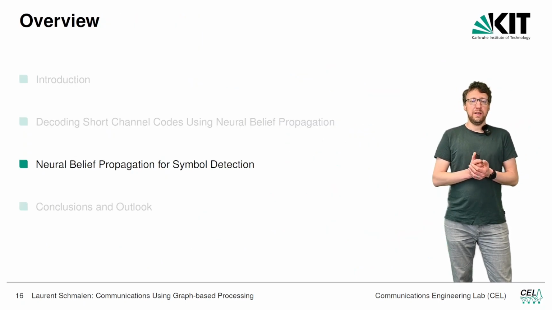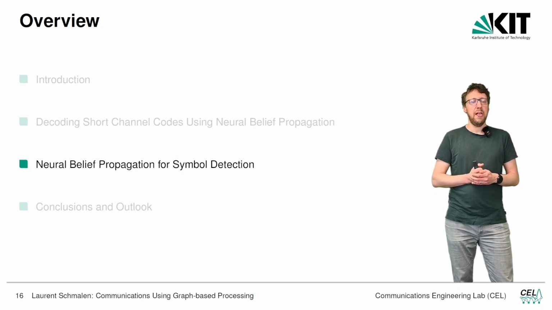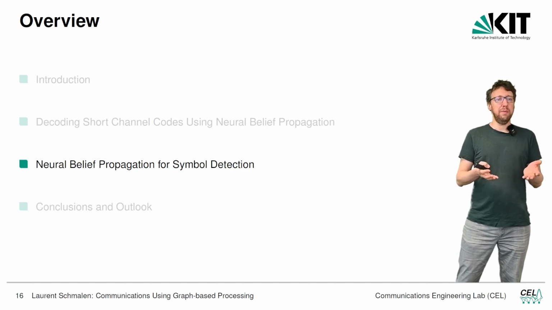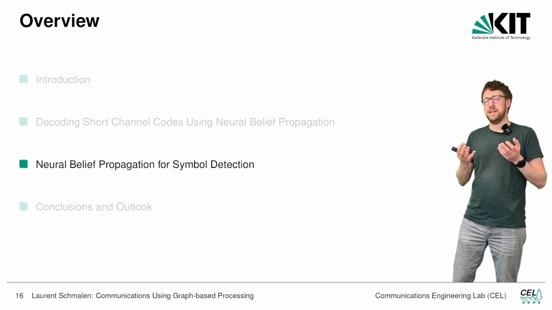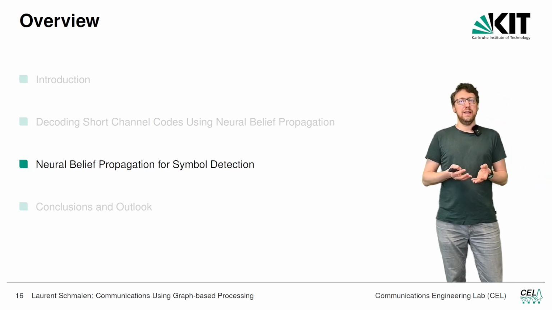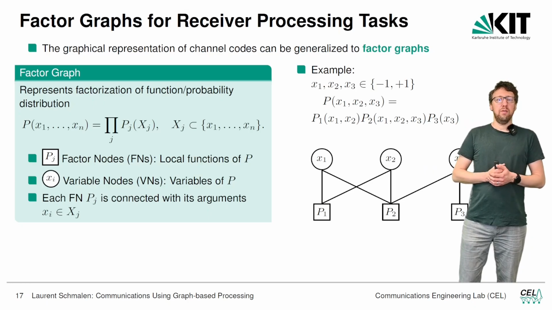All right, so with this, we have wrapped up the first part of this presentation. Now let's take a look at the second part. Now we use this neural belief propagation algorithm for symbol detection, which is a completely different problem than channel decoding. But the same technique can be quite nicely used also in this other context.